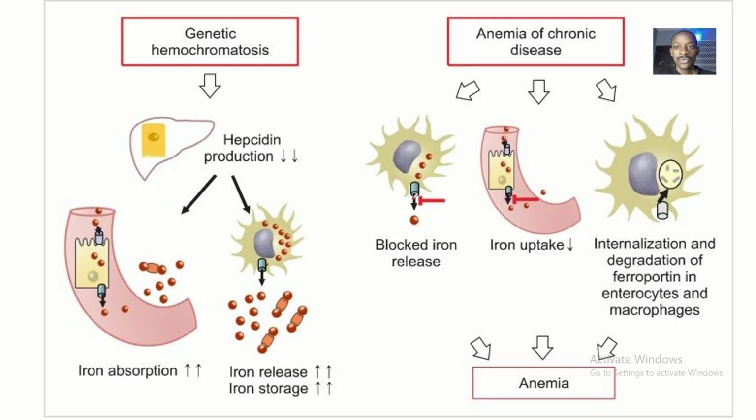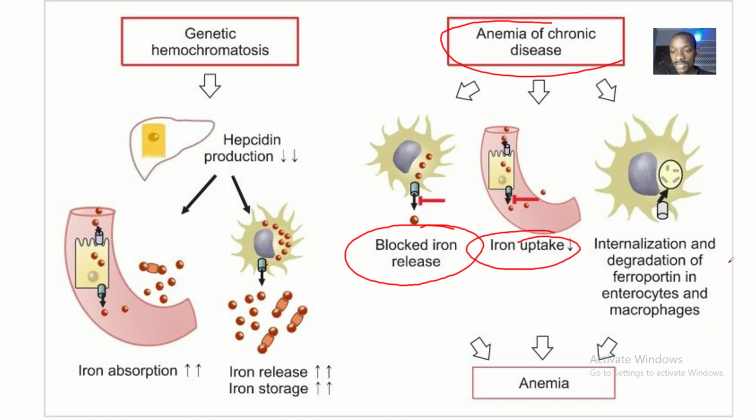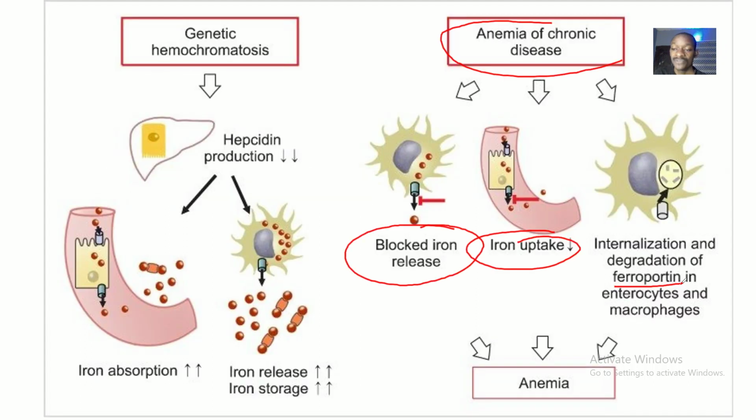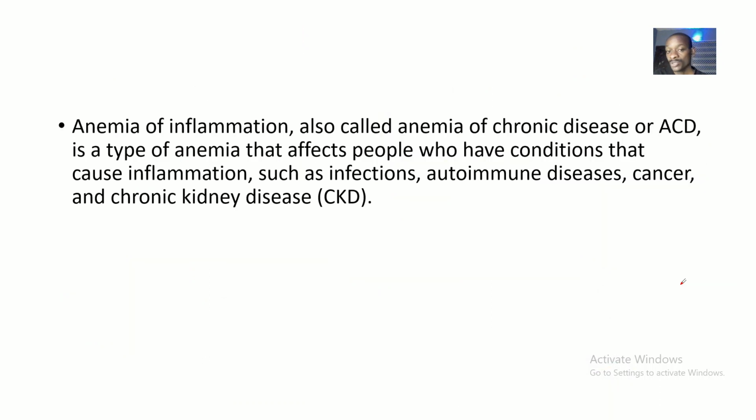Looking at this anemia of chronic disease, it could be that there's a disease condition that is blocking iron release. It could be that there's a disease condition that is blocking iron uptake. It could be that there's a disease condition that is degrading the ferroportins, which are the transporters of iron in the body. If the ferroportins are degraded, then iron absorption will be reduced.